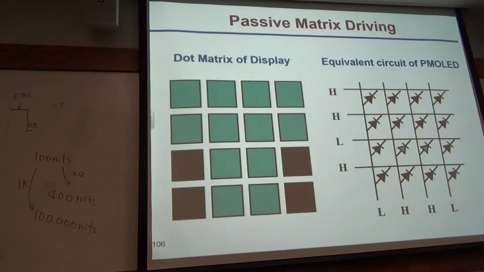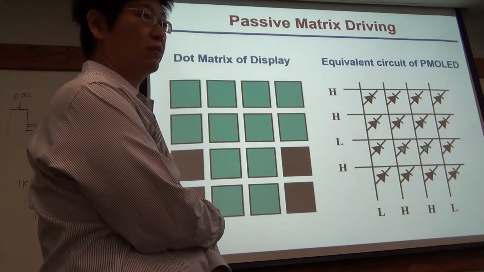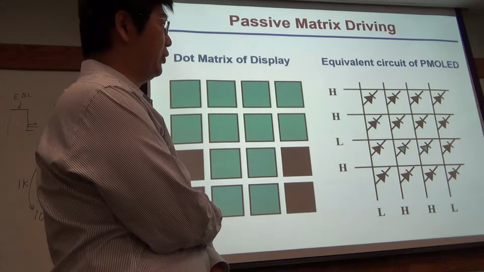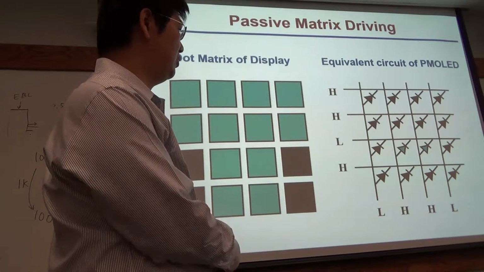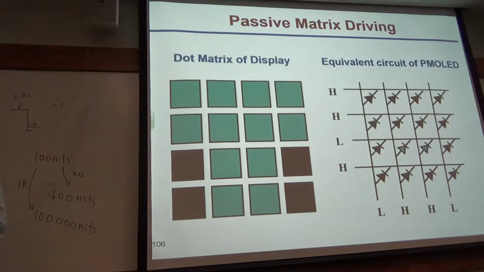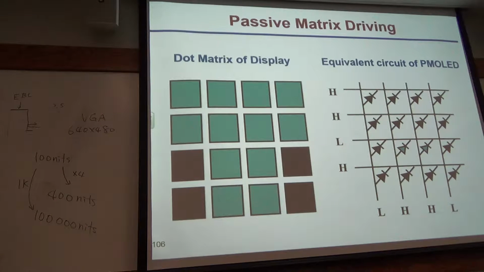I heard Apple Watch is using passive matrix. Yes, but it's small, so it has only a few pixels. The main point is the row number. This is VGA, which is 640 by 480. Maybe. It depends on the row number. So 640 by 480 is okay? It is close to the boundary. Less than 200 is fine.